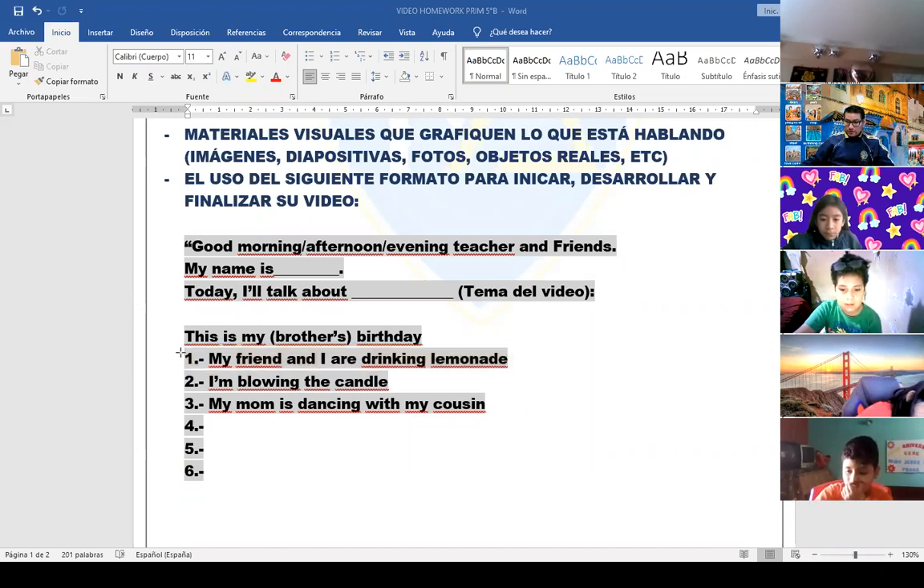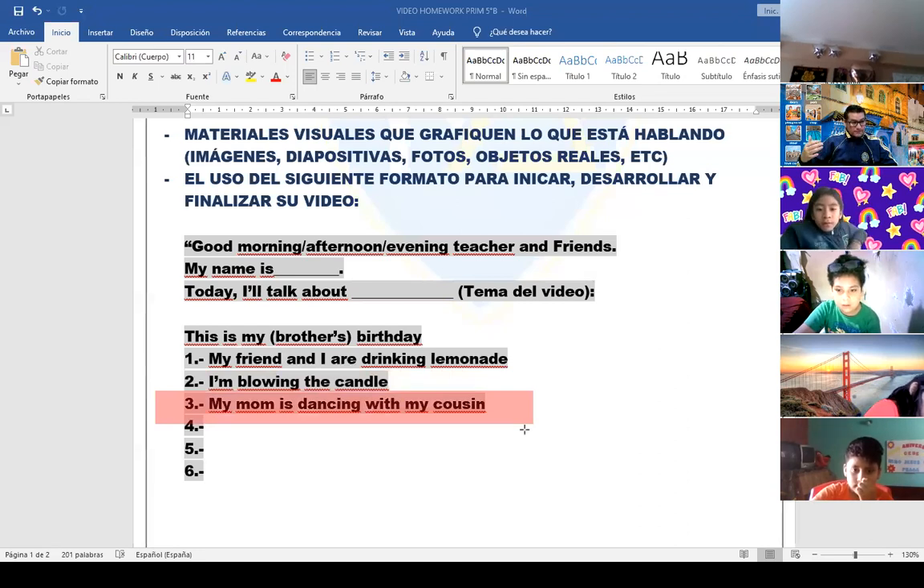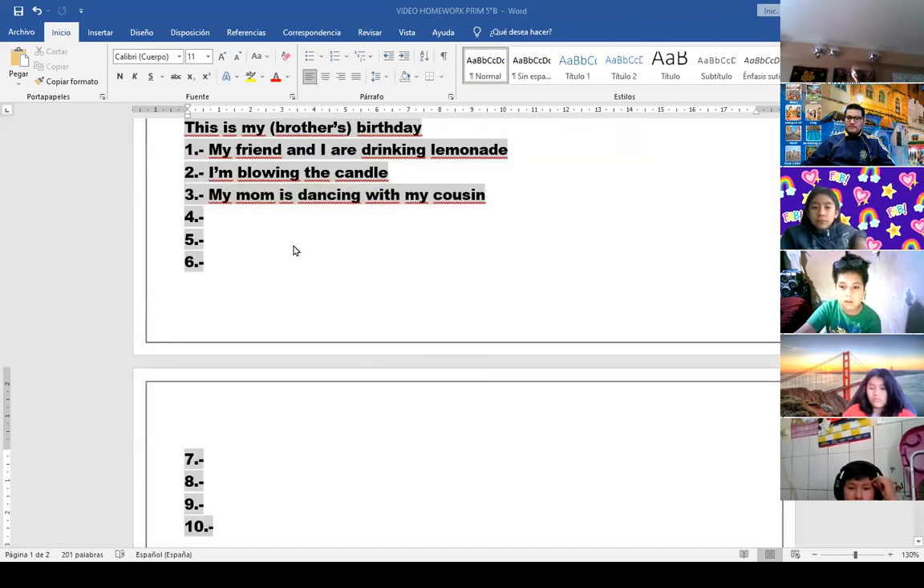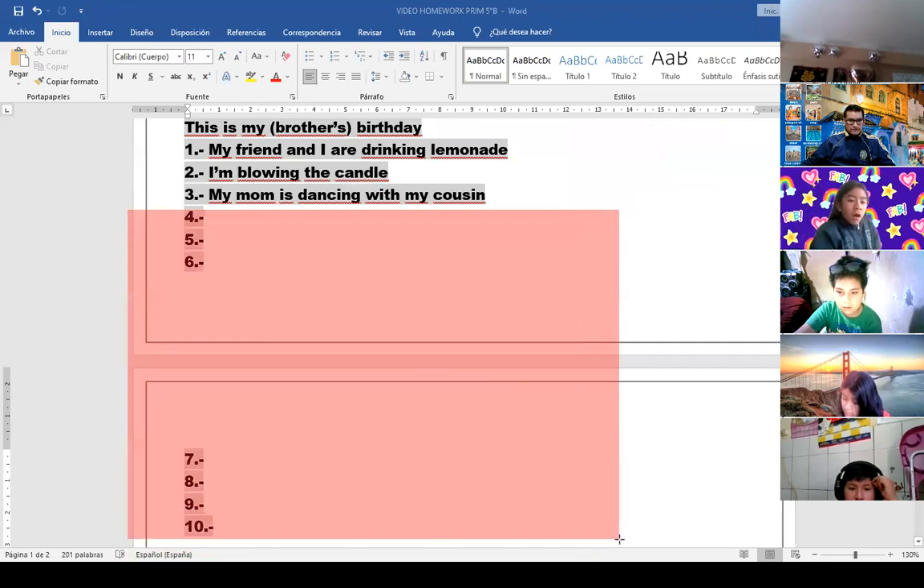Luego te puedo mostrar otra fotito donde yo estoy haciendo lo siguiente. I'm blowing the candle. Estoy soplando la vela, ¿no? I'm blowing the candle. Ya, perfecto. Te muestro la imagen ahí y te indico la oración. Luego, my mom is dancing with my cousin. Mi mamá está bailando con mi primo. ¿Ya? ¿Ok? Y de esa manera voy a completar a 10 situaciones, ¿no? A 10 momentos en los cuales voy describiendo lo que sucede en la celebración.